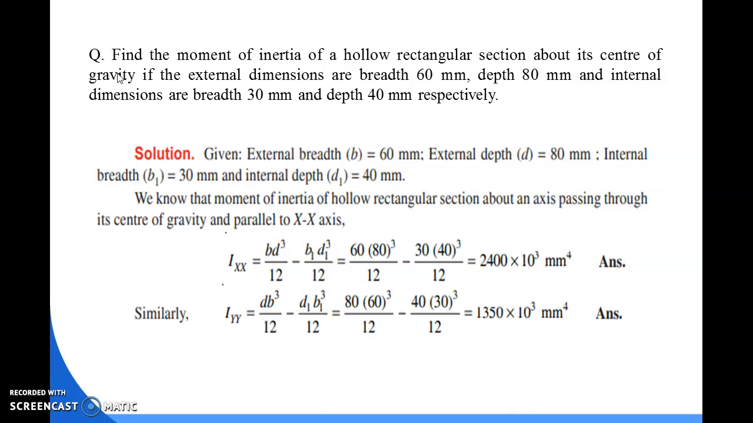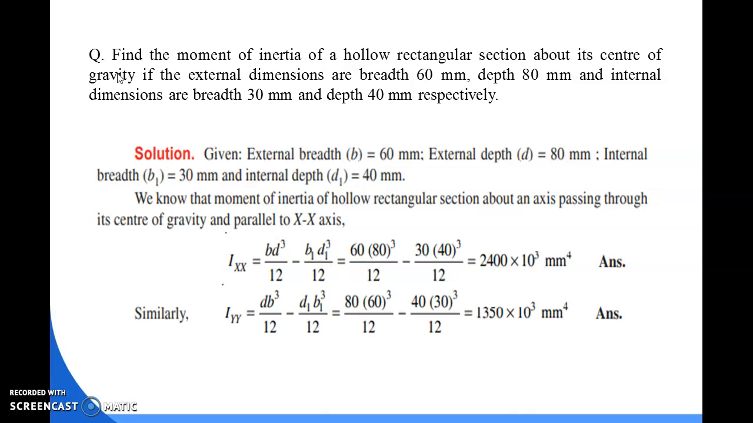So for the external rectangular section, the width is 60 mm and depth is 80 mm. Similarly, for the inner rectangular portion, the width of the inner rectangle is 30 mm and the inner depth is 40 mm.